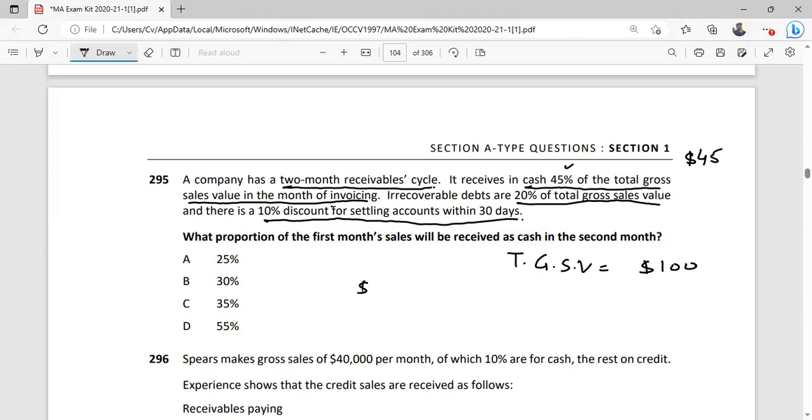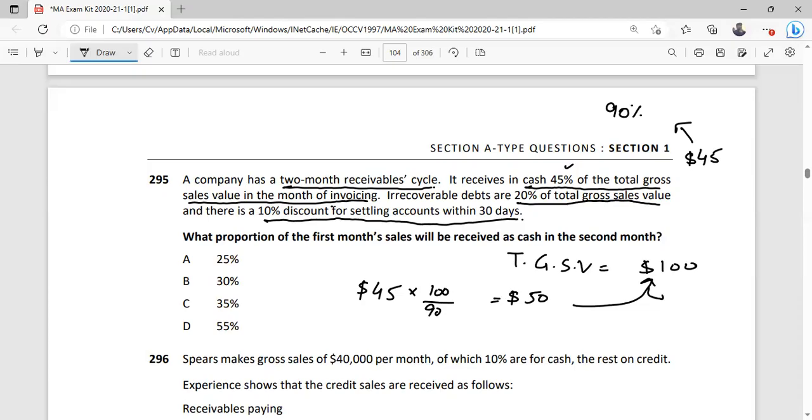So we can say what? We received $45, which is 90% against what? The total amount which we received in the same month. So the total amount in the same month is 45 divided by 90, and it is $50, out of the total gross value of 100. Out of this 100, we receive 45 after giving a discount of $5 from this $50.